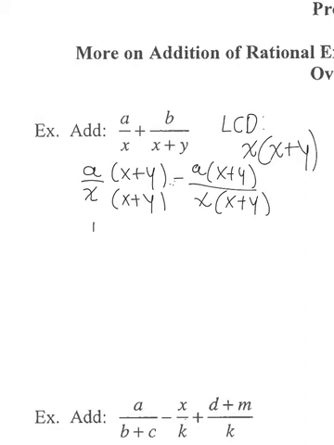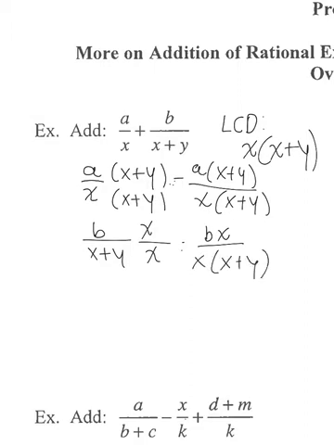I'm going to do the same thing with b over x plus y. This time, because we want the denominator to be x times the quantity x plus y, we need to multiply top and bottom by x. And when we do that, we end up with bx over x times the quantity x plus y, remembering that we're multiplying x times this entire thing, which is why I say times the quantity.